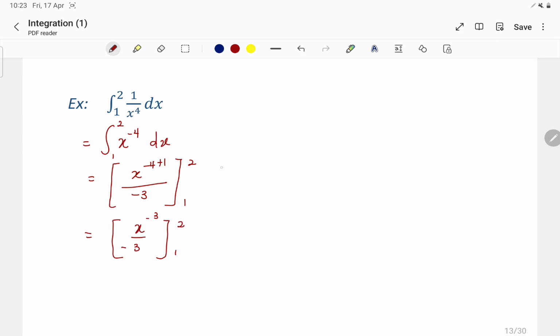Okay, the next step is you substitute the upper limit into x. So you substitute 2 to the power of negative 3, divided by negative 3, minus, you substitute 1 into x, so 1 to the power of negative 3, divided by negative 3. Or you can do fractions also, it's up to you.